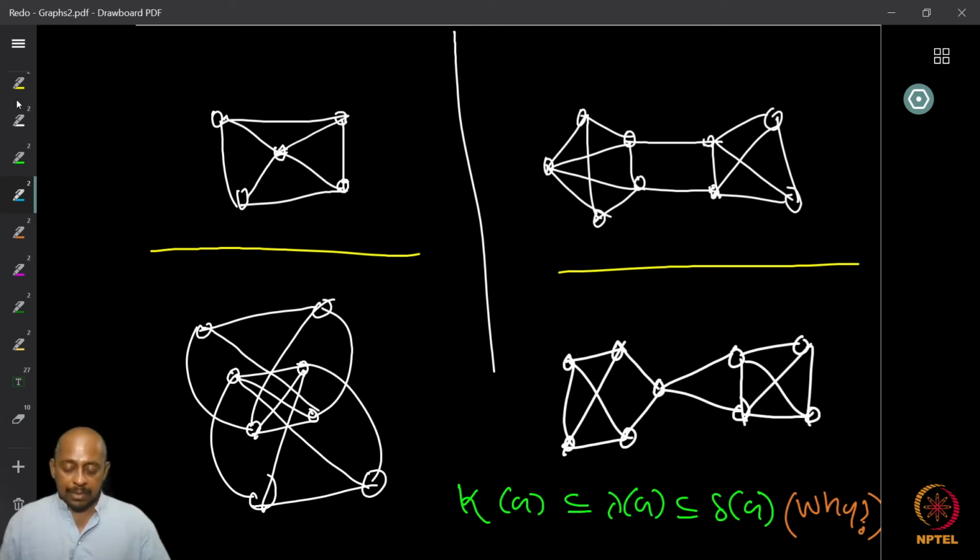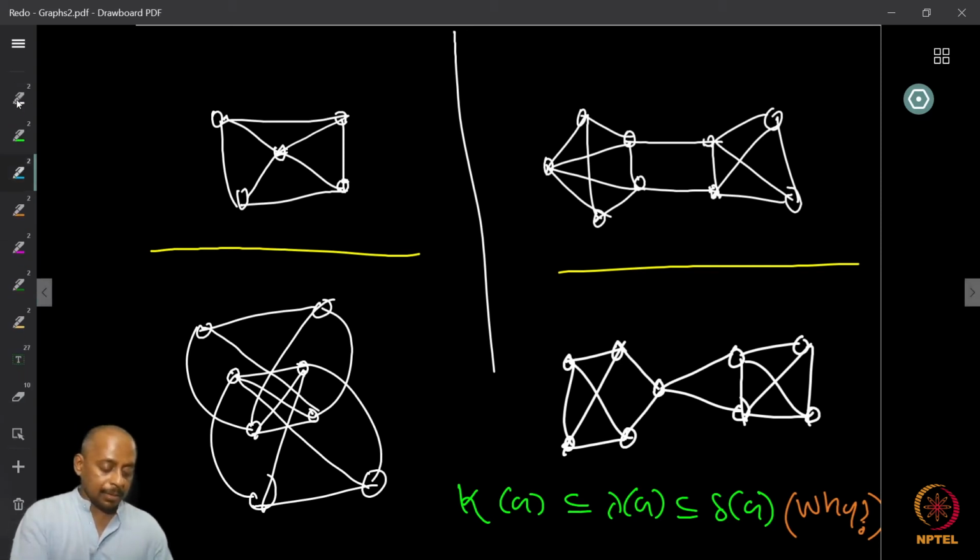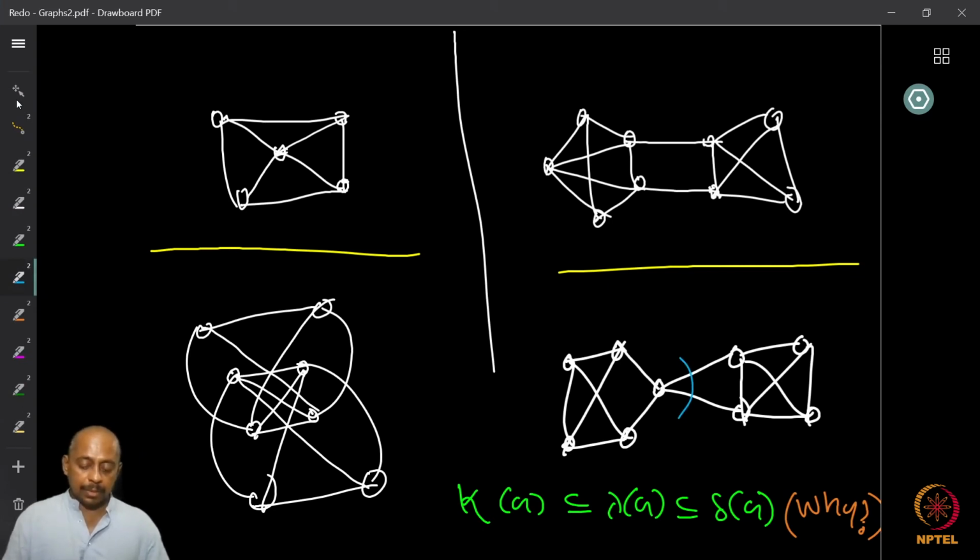Then what about this one? Here the vertex connectivity is actually 1. You can verify that vertex connectivity is 1 because it's a cut vertex. But the edge connectivity, for example, is 2 because I can remove these 2 edges to disconnect the graph. Either these 2 or these 2, either of these will disconnect the graph.